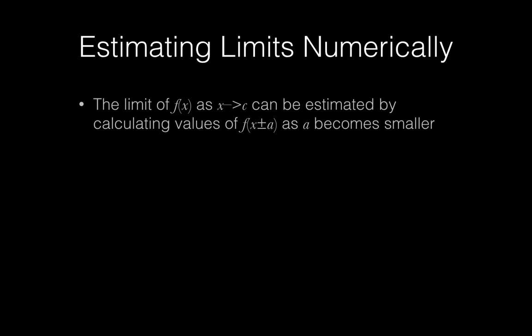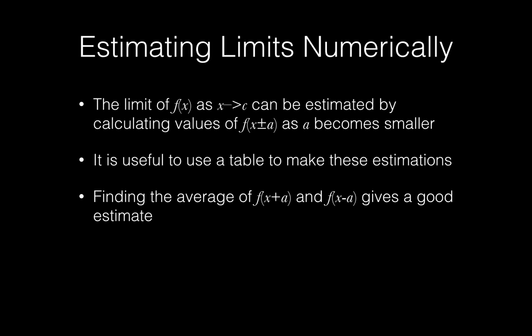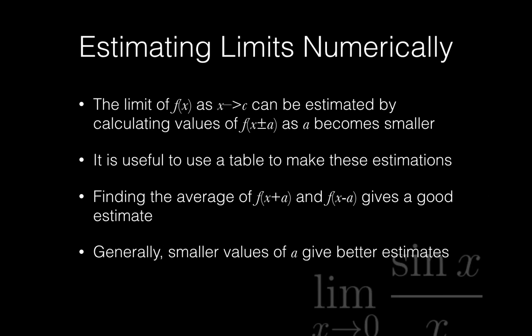Estimating limits numerically. The limit of f of x as x approaches c can be estimated by calculating values of f of x plus or minus a, as a becomes smaller. A is some arbitrary constant. It's useful to use a table to make these estimations. Finding the average of f of x plus a and f of x minus a gives a good estimate. Generally, smaller values of a give better estimates of the limit.